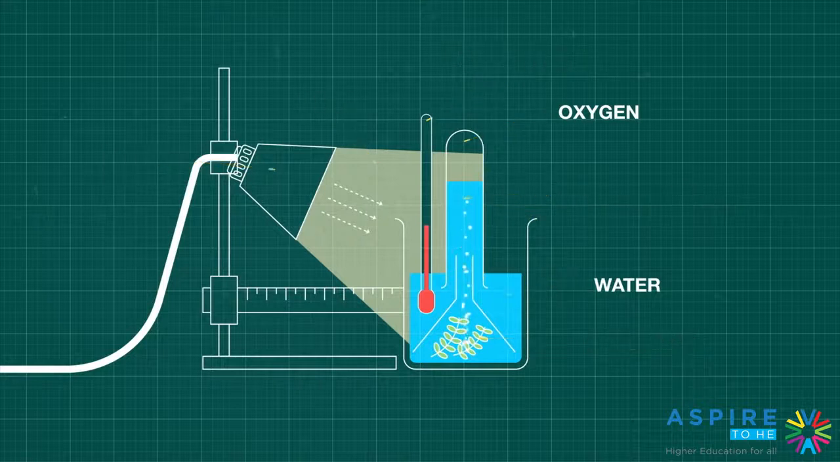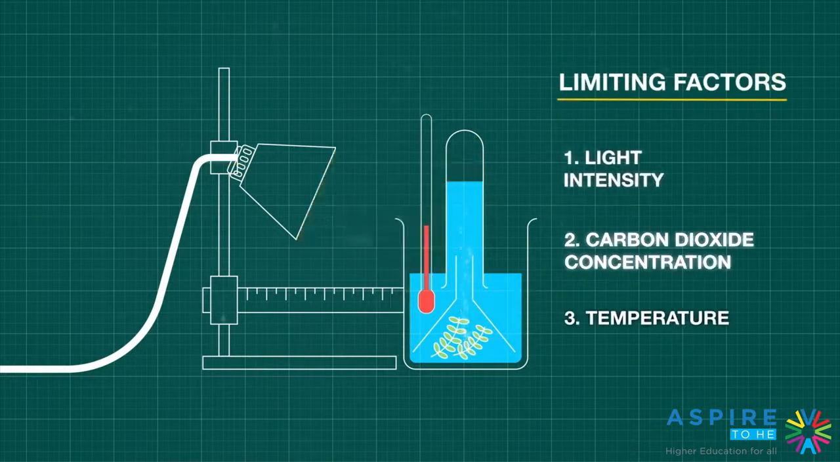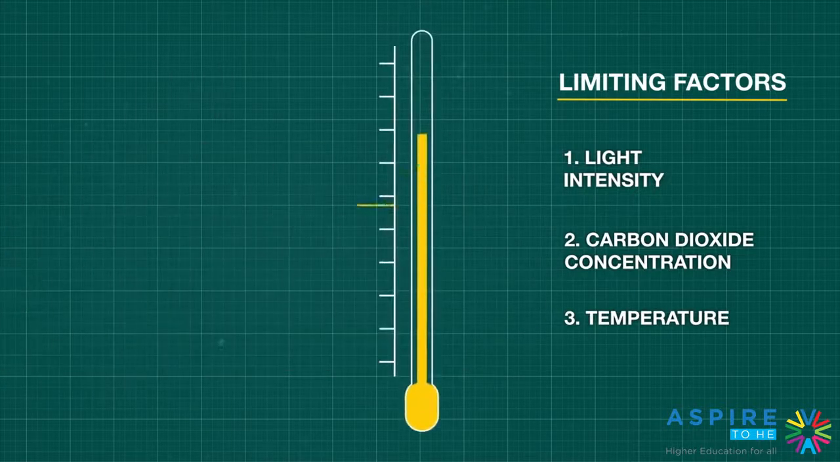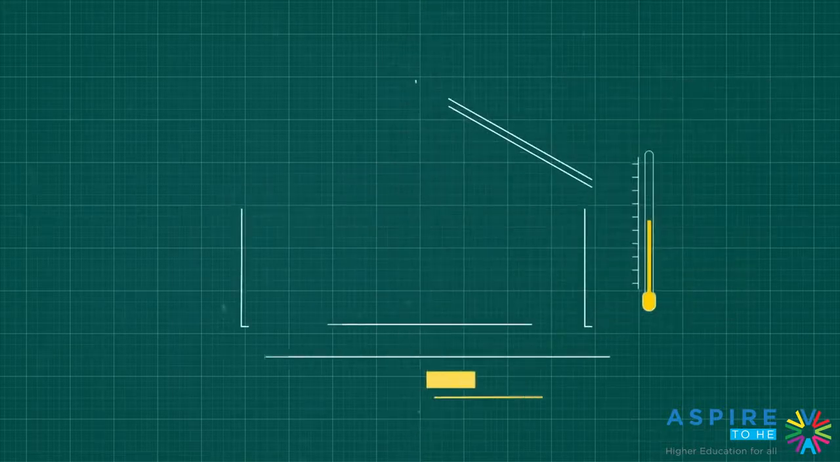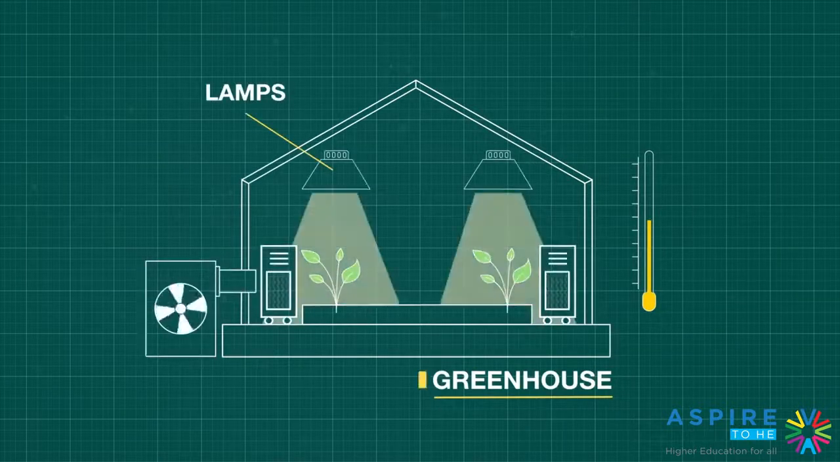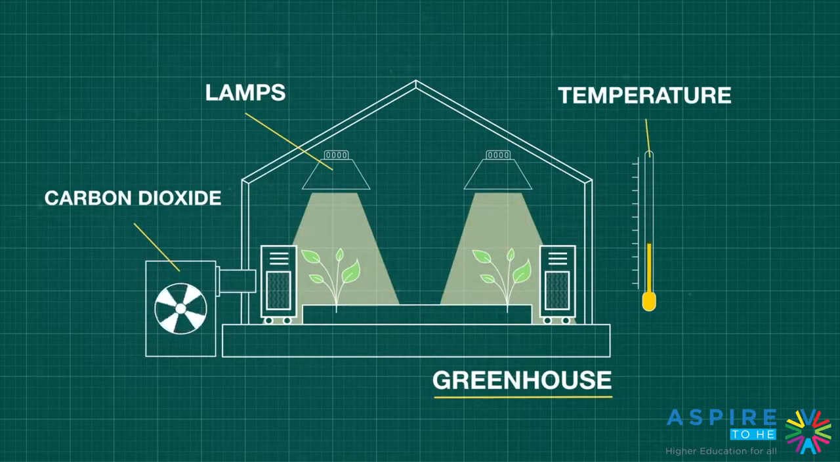Three limiting factors affect photosynthesis. Without light and carbon dioxide, a plant can't photosynthesize. And because the reactions inside plants are controlled by enzymes, the temperature is important. If it's too hot or cold, the enzymes won't function as efficiently as they should. These factors can be controlled inside a greenhouse. Lamps can provide light, carbon dioxide levels can be controlled, and the temperature can be increased using heaters.